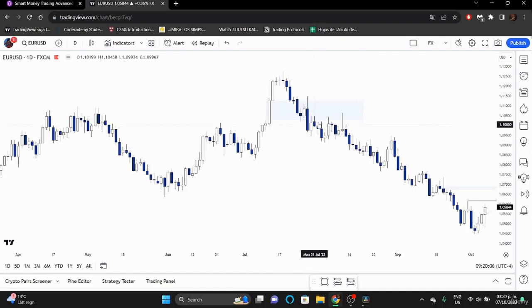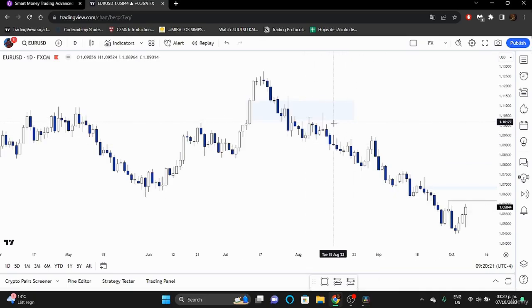Is there any fair value gap here? There's no fair value gap, but there's an inverse one. And we don't want to see this inverse fair value gap get traded through. So we're just looking for shorts every time we tap it. Short, short, short.